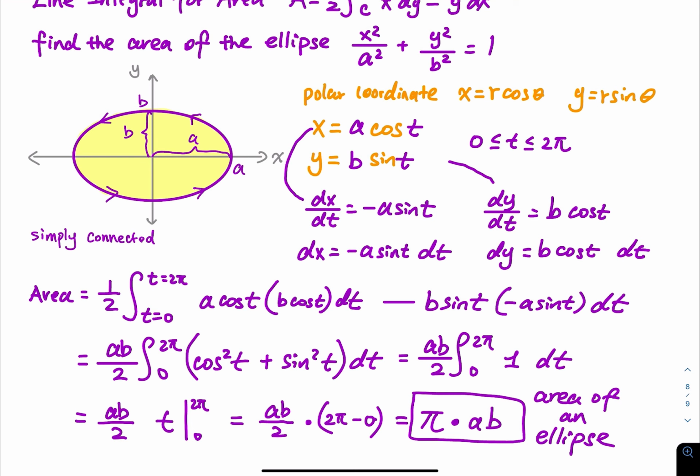So before I let you go for this video, in the next video, what I am trying to do is put a circle inside an ellipse, and I would like to find the area between the circle and the ellipse. So that will be the next video.